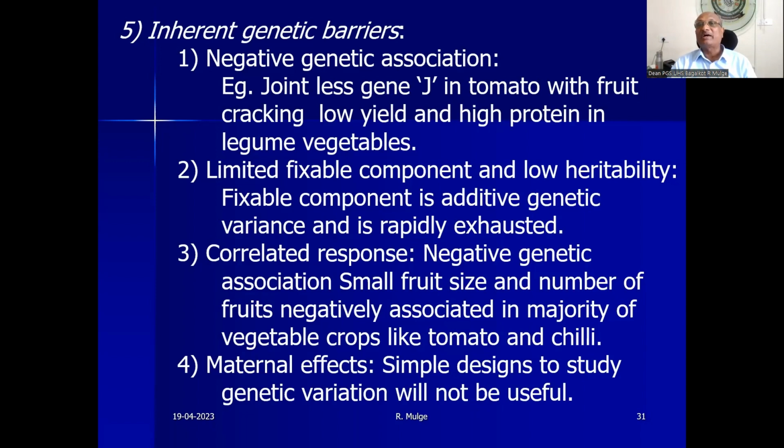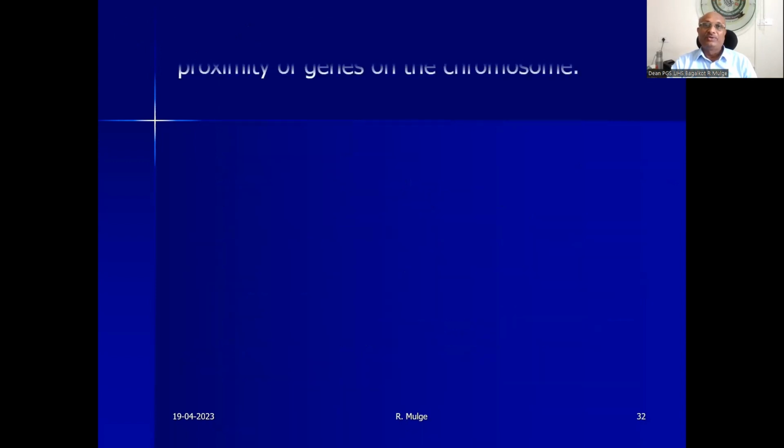So in general, whatever these principles are, majority of the breeding schemes revolve around the nuclear genes. That means both parents are contributing. Whereas here, it's only the female that is contributing, maternal effects. Simple designs are not going to be useful. So that itself is one of the inherent genetic barriers for crop improvement. Of course, that maternal effect we make use of for F1 seed production, that is a different issue.